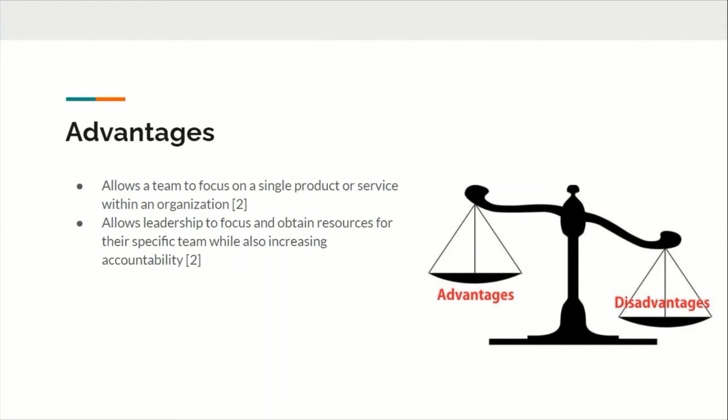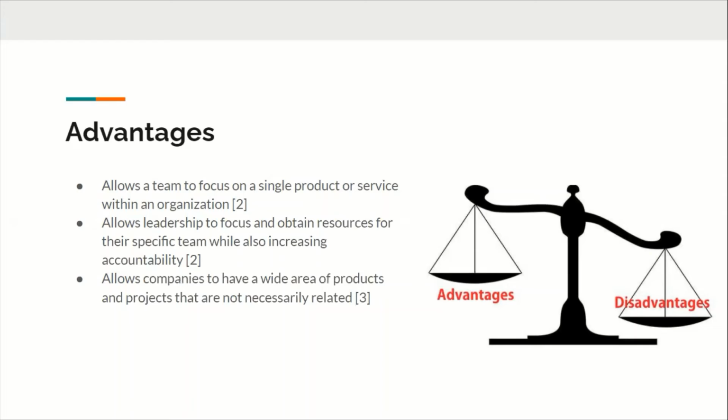Whereas outside of divisional organization, we have leaders that are trying to obtain resources just for the company in general. When we have specific teams or projects with leadership assigned to each individual one, those leaders can make sure that their individual projects have the resources that they need to obtain their goals. Next, it allows companies to have a wide array of products or projects that are not necessarily related to each other. For example, if a company initially has a shoe product but then wants to move on to software, they can maintain both inside their company through divisional organization.